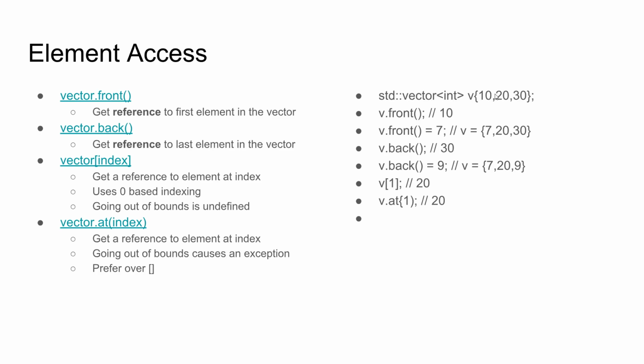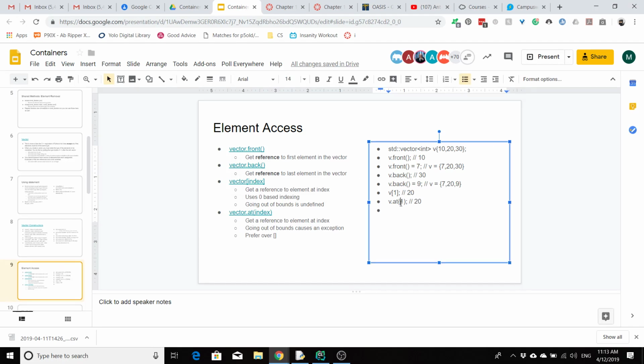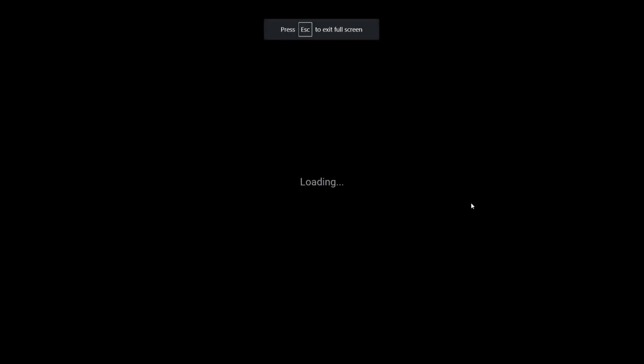So here we have a vector of ints that's 10, 20, 30. V dot front is 10. V dot front equals 7. We changed 10 to a 7. V dot back is 30. V dot back equals 9. Change the 30 to a 9. V at 1 is 20. V dot at 1, which is also 20. And then we could do something like V dot at 1 equals 99. And that would cause our vector to become. Any questions here? Yeah.